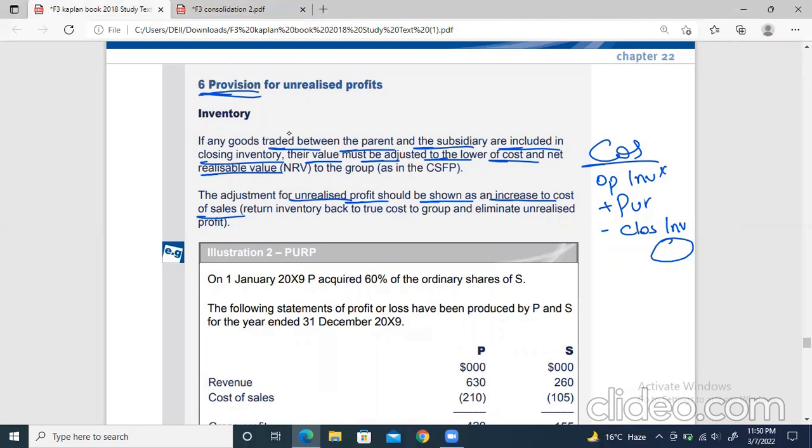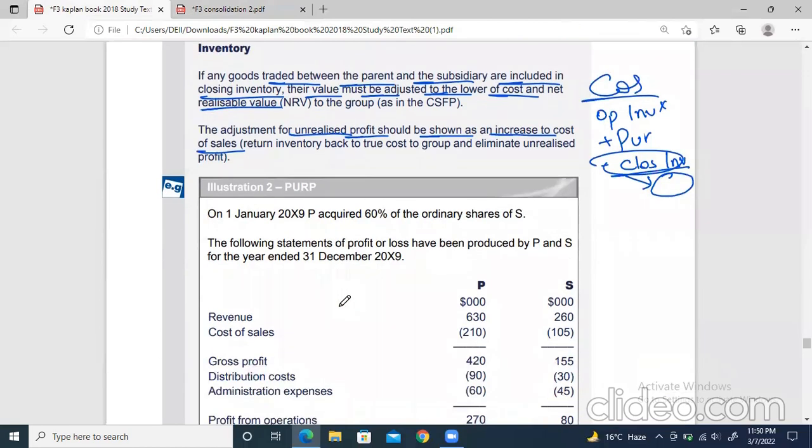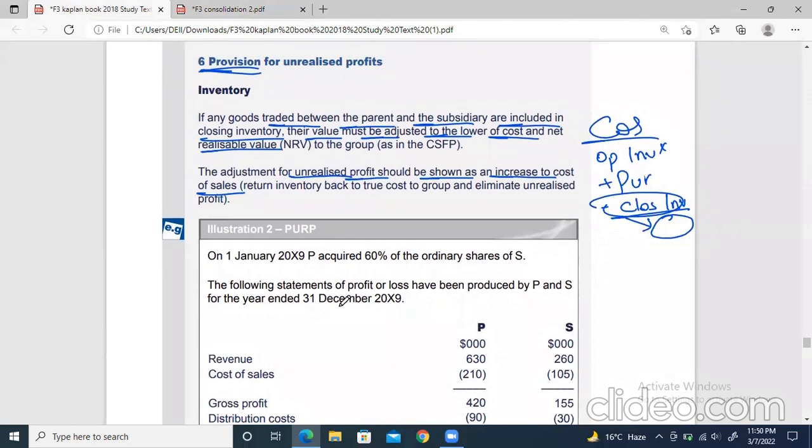Why is it added back? Because it's included in the closing inventory, and closing inventory gets minused from the cost of sale. Now we have to add it back to basically eliminate it. This is the logic behind this. It's very simple. Everything is connected with each other, like links and chains, in this topic. Yeah, I just need to link them in my brain as well. Yes, exactly. That's right.